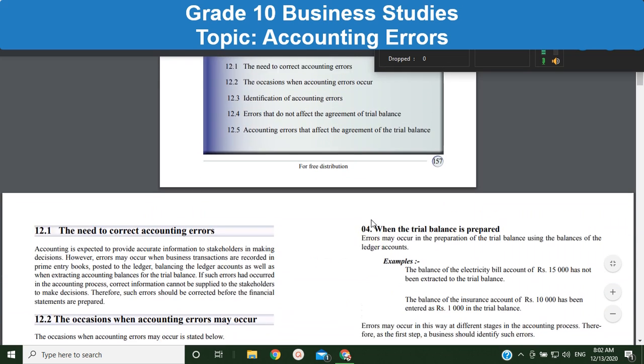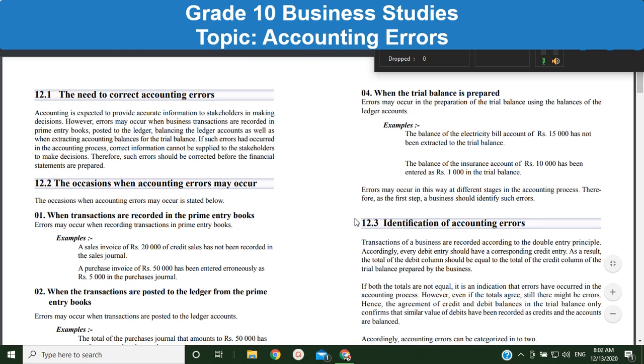So let's see what types of errors occur first. The first one: when transactions are recorded in the prime entry books. When you are writing in the prime entry books, sometimes 100% omission is possible. Sometimes you write the wrong amount, that means wrong numbers. All those possibilities are there. Instead of 5,000 you can write 50,000, or instead of 50,000 you may write 5,000. Those types of errors are possible.